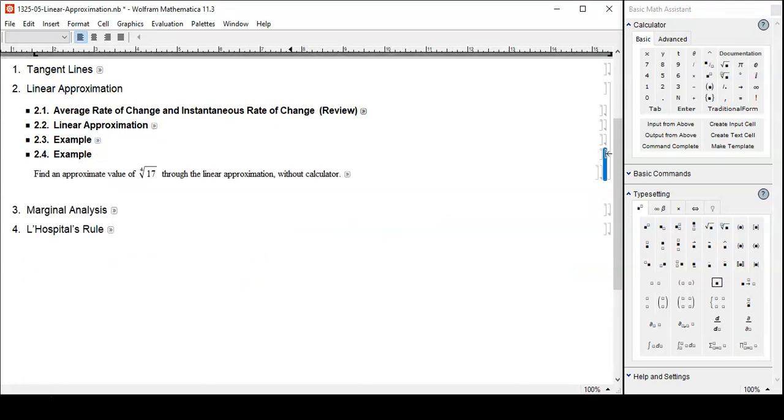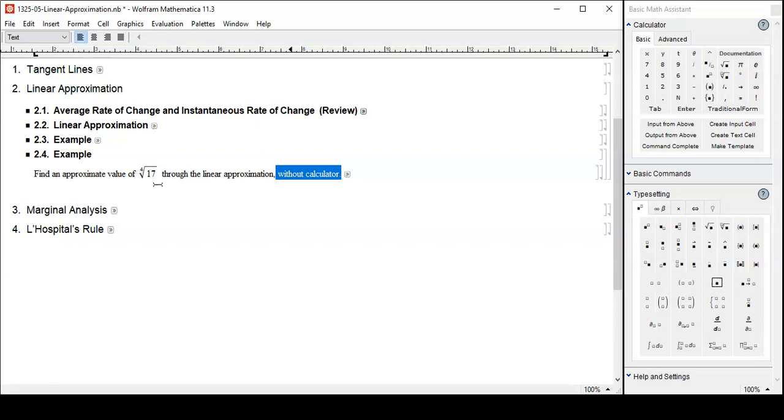Okay, here's another problem. Find an approximate value of the 4th root of 17 through linear approximation without a calculator. Without a calculator, well, people used to do this a lot 40 years ago, but nowadays people use calculators all the time. Still, let's pretend that we are back in the 1940s and let's try to do this without a calculator. How do you do that?